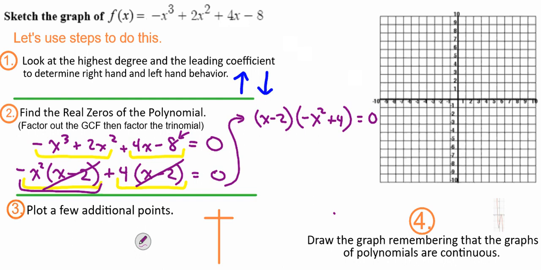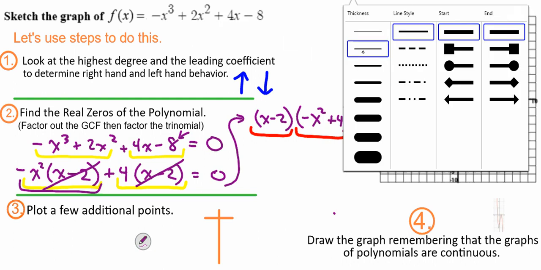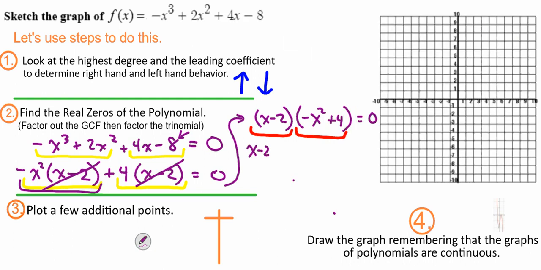Just let me know. All right, so now we can go ahead and use our multiplicative property of 0 because we have something times something equals 0. So we know that either x minus 2 is equal to 0 or negative x squared plus 4 is equal to 0. Okay, so here we go. We're going to add 2 to both sides. We know one of our x-intercepts is right there at 2.